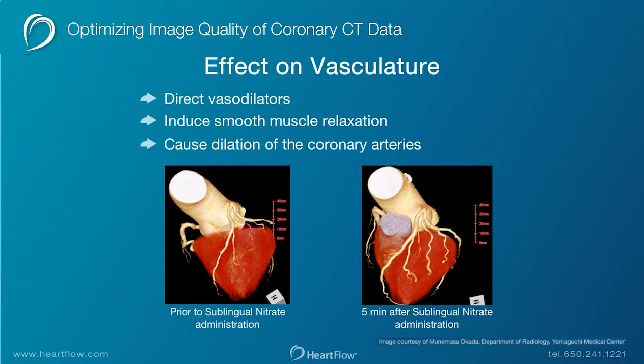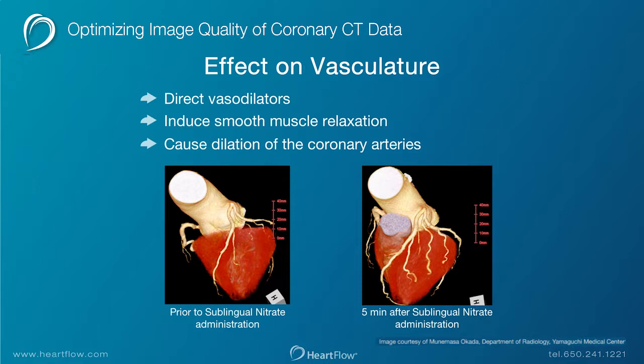So I just thought I would start with an example of the visual impact that nitroglycerin has when evaluating coronary CT angiography. We know that nitrates have a direct effect on the vasculature. They're direct vasodilators, and they do so by inducing smooth muscle relaxation, causing dilatation of the coronary arteries. We can see the exact same patient here. This was lent to us from Japan, from Yamaguchi Medical Center.